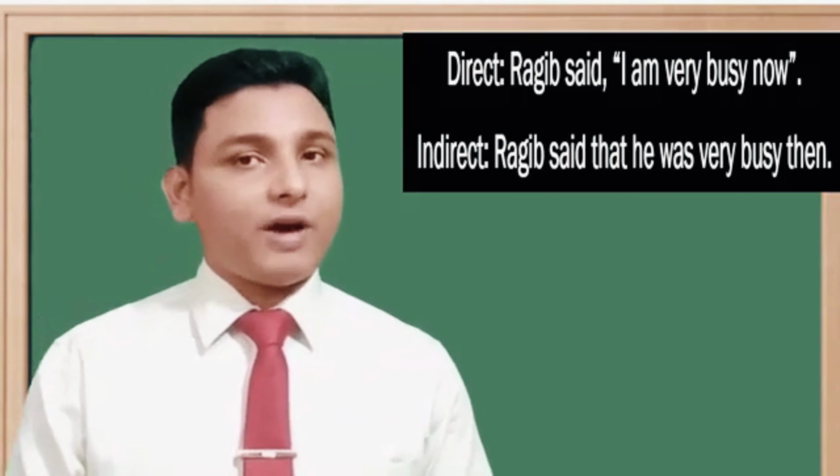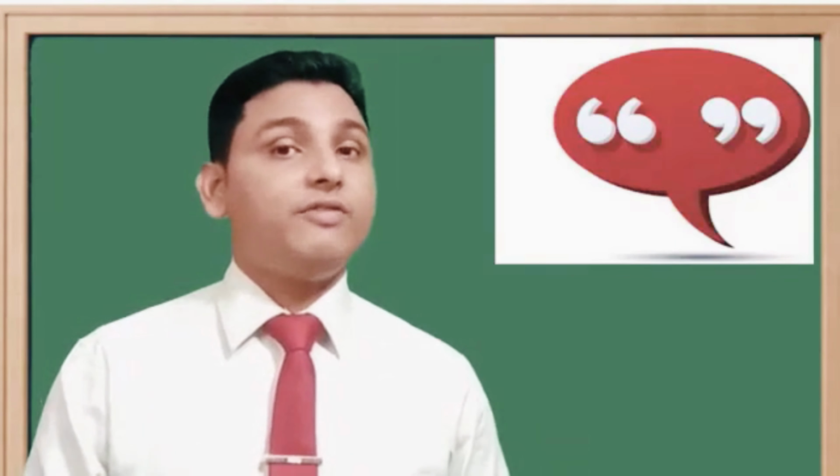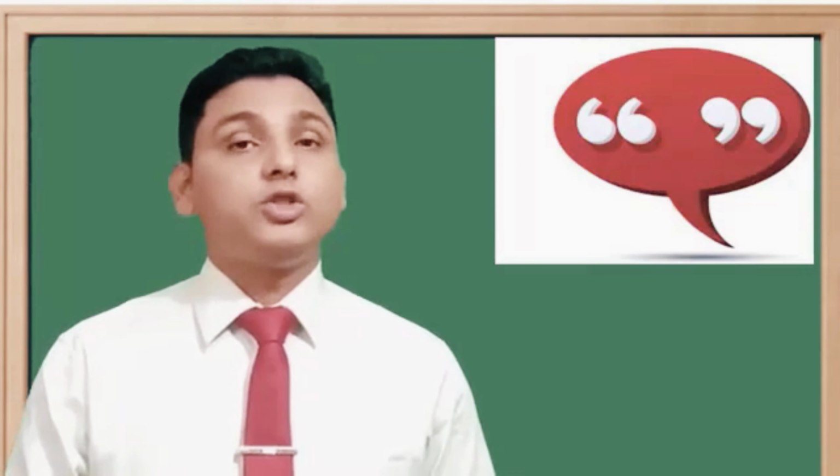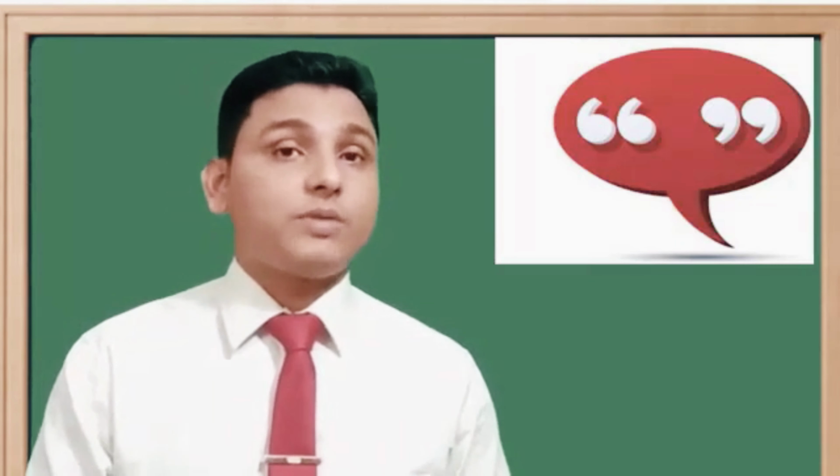It will be noticed that in direct speech we use inverted commas to mark off the exact words of the speaker. In indirect speech we do not do it. In direct speech there are two basic parts. One is the reporting verb, the other is the reported speech.